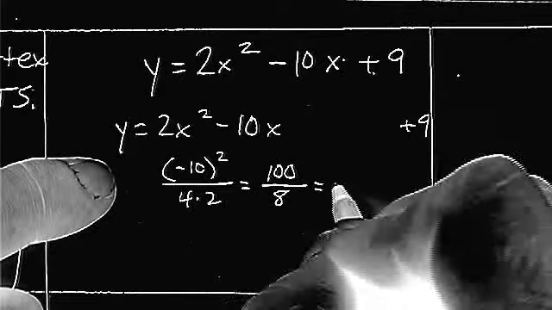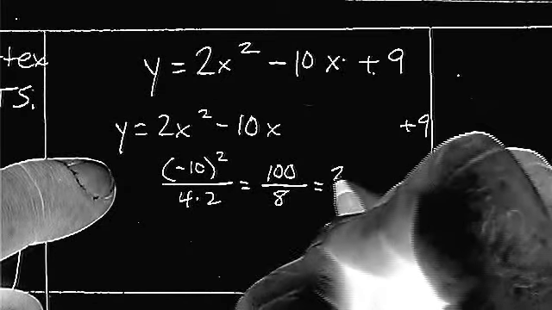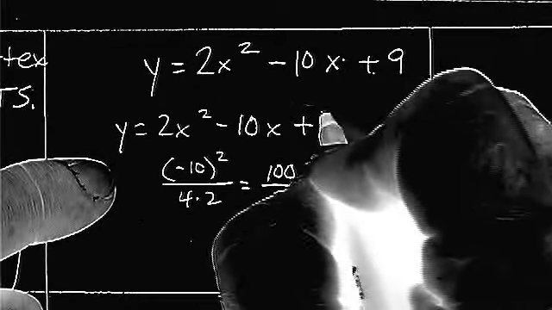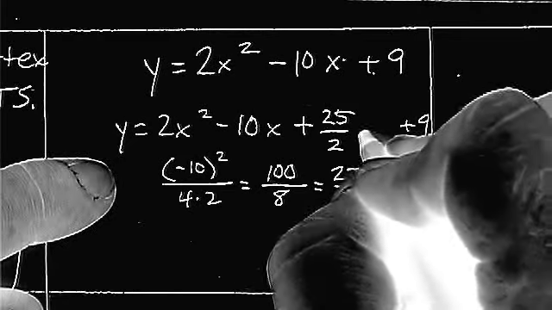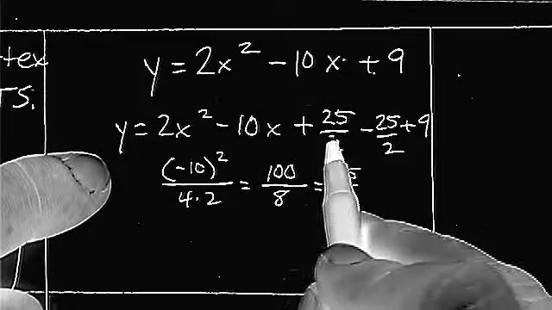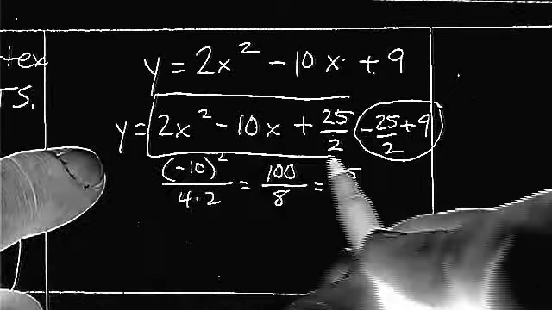Okay, now that reduces to what? 25 over 2. So obviously I was not very kind to you. I'm adding 25 over 2 and I'm subtracting 25 over 2. Obviously that means I've added 0. So we're going to think of these as two separate things.